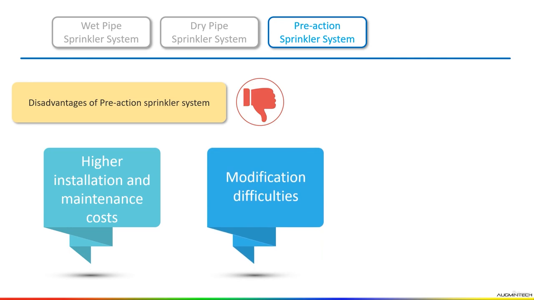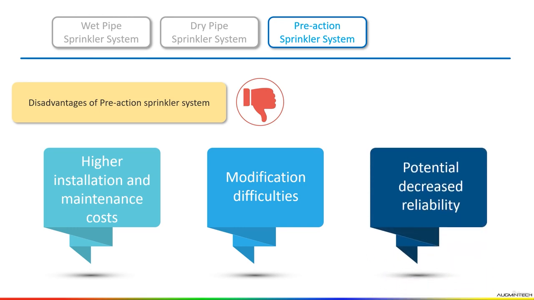Second disadvantage here written, modification difficulties. As with dry pipe systems, pre-action sprinkler systems have specific size limitations which may impact future system modifications. In addition, system modification must incorporate changes to the fire detection and control system to ensure proper operation.